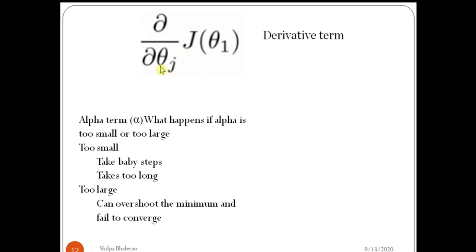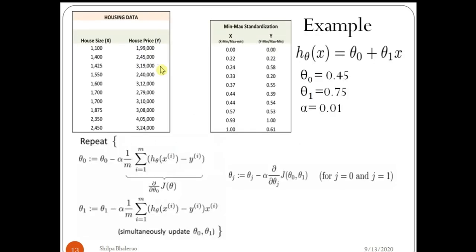This derivative decides in which direction we have to go. Okay, so for example, if we take this example, suppose we have theta 0 is equal to 0.45, theta 1 is equal to 0.75, and we have taken the learning rate. Learning rate is the size of the step we move forward.